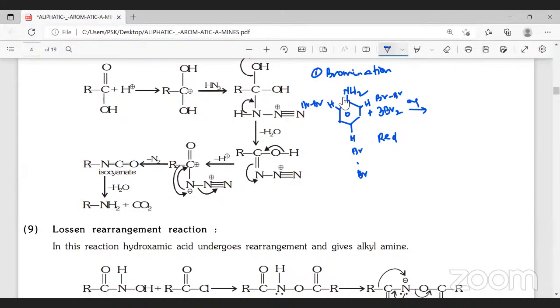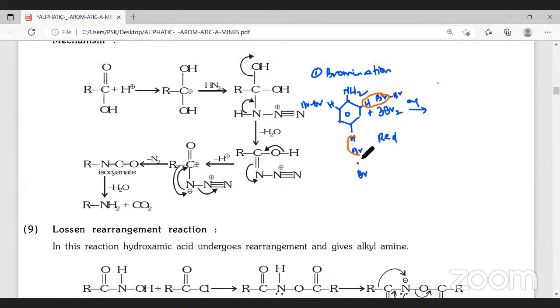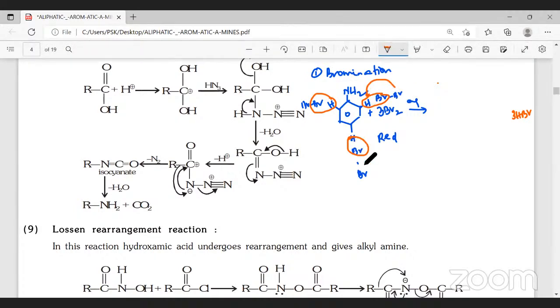Now, what happens is, this H and Br get eliminated as HBr. This H and Br get eliminated as HBr. And here H and Br get eliminated as HBr. So you get 3 moles of HBr. In place of this hydrogen, bromine goes. In place of this hydrogen, this bromine goes. In place of this hydrogen, this bromine goes. So we get a molecule like this, a benzene ring. You get NH2. You get a bromine here, bromine here, and bromine here. This is 2,4,6-tribromoaniline.